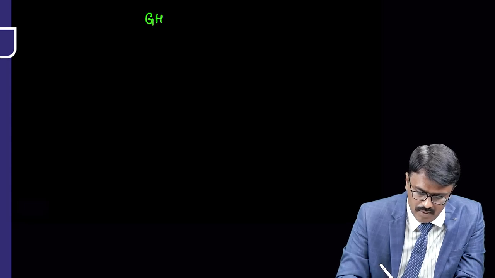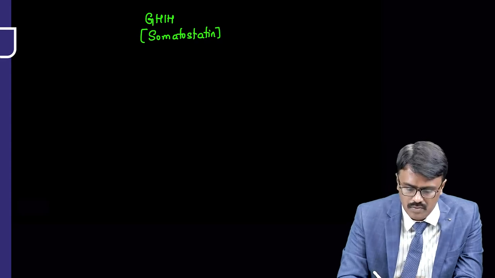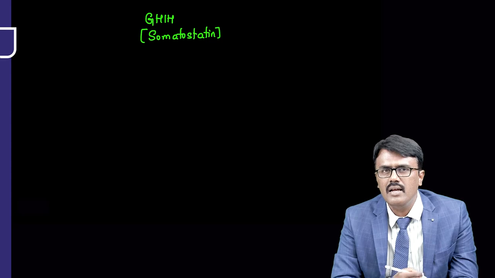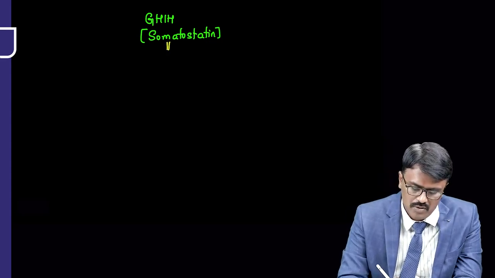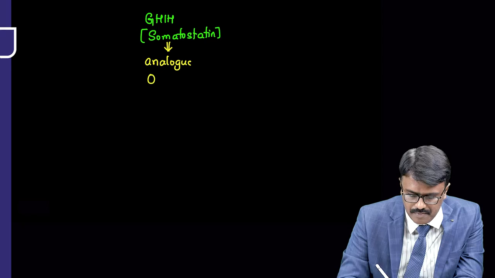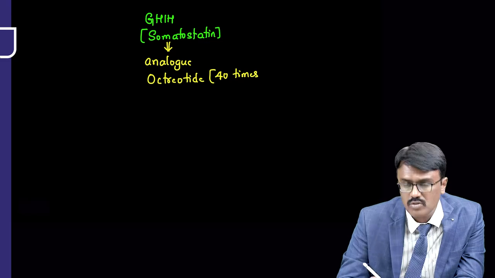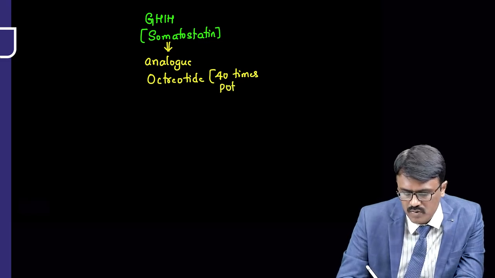So once we have understood the growth hormone concept, it's important that we understand the growth hormone inhibitory hormone, and it is also called somatostatin. Now, somatostatin is shorter acting. Remember, any endogenous substances are shorter acting. So what we do is we use the analog of this. The analog of this is called octreotide, and octreotide is 40 times more potent compared to somatostatin.